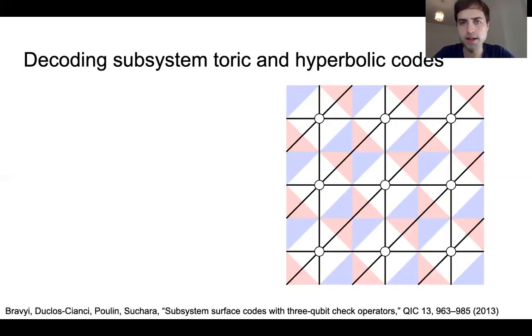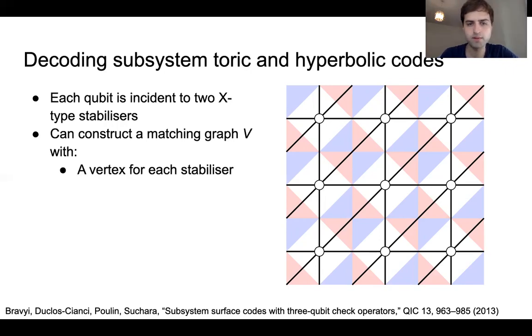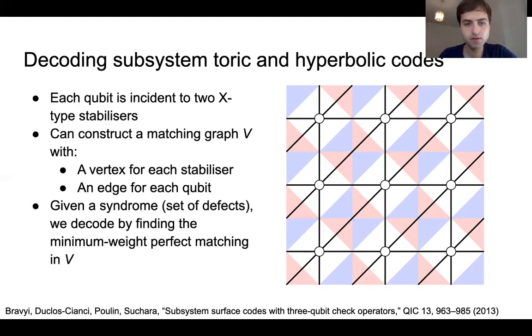So how do we decode subsystem hyperbolic codes? Well, we can decode them in the same way that we decode the subsystem toric code, and that's using minimum weight matching. So how does that work? Well, each qubit is incident to 2 X-type stabilizers. So we can construct a matching graph that contains a vertex for each stabilizer and an edge for each qubit. And then given a syndrome, so a set of defects, we decode by finding the minimum weight perfect matching in it.